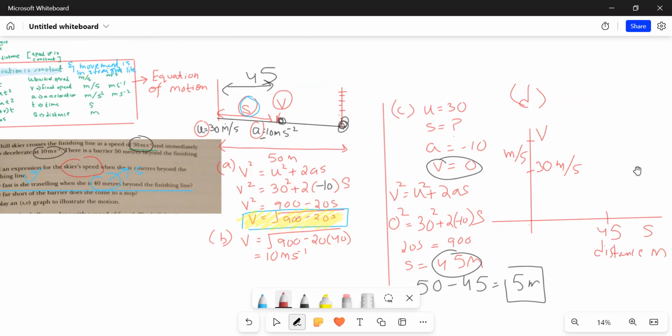Now we have to draw a proper graph. Since this is a square root, remember square root is a curve. Square root goes like this. So this is going to be a curve as well, going like this. So don't end up making a linear line between 45 and 30. Make a curve line.